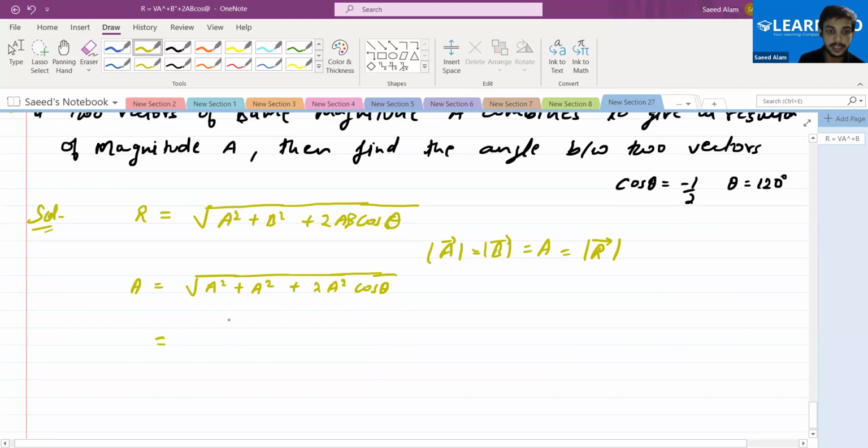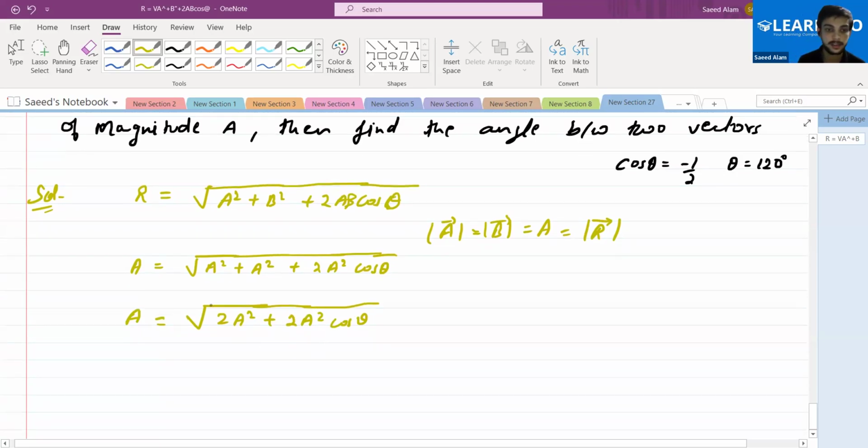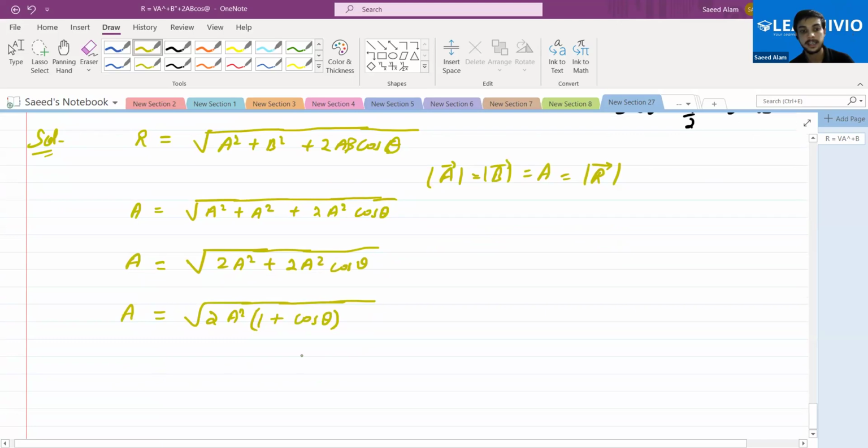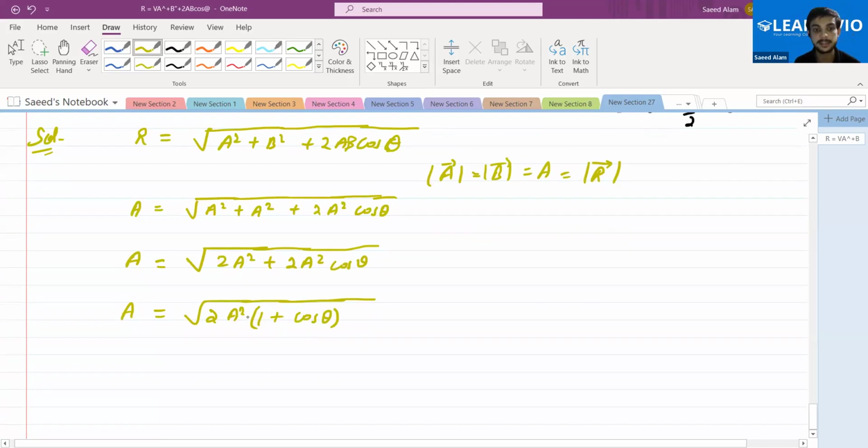So what we are going to do here is keep the under root over here only, and what we can see is that 2A square plus 2 times A square into cos theta results in this A. Yes or no? Yes. What is the next thing required? That is the very easy one. That is 2A square into 1 plus cos theta. Is this clear to you? Yes. This is A.